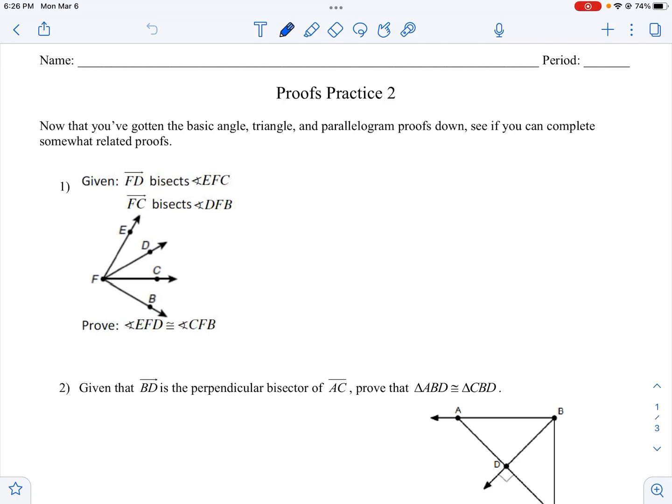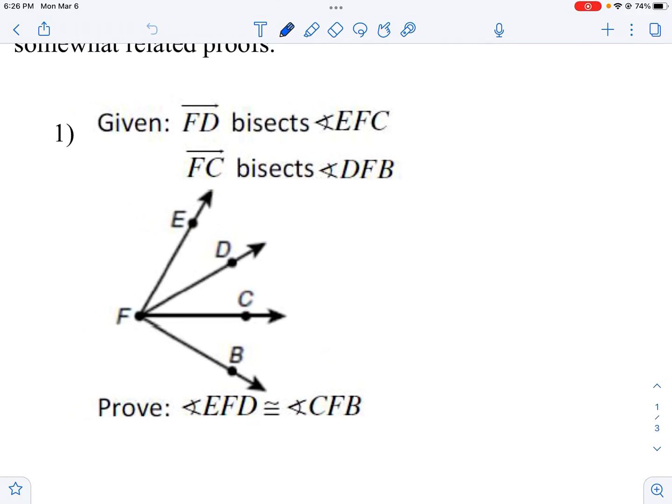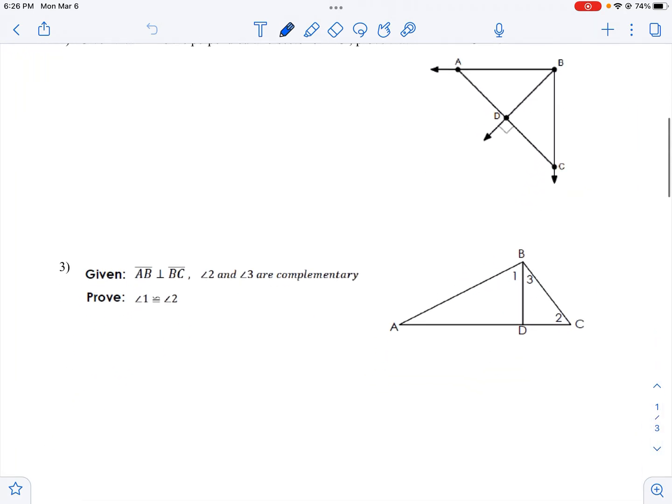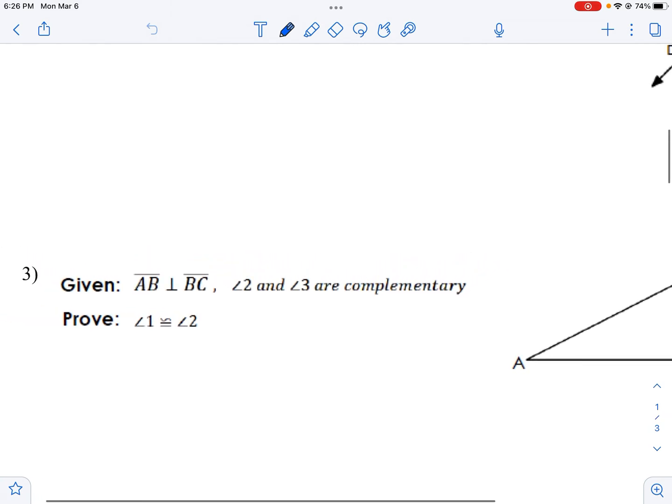The point of this assignment is to build your ability to solve proofs or complete proofs that you necessarily haven't completed before. And so, it's just a little bit different. You'll see things like, it mentions things like bisect. You'll have to prove some triangles are congruent. It mentions complementary angles. Remember, complementary means adds to 90 degrees. That's what complementary means.